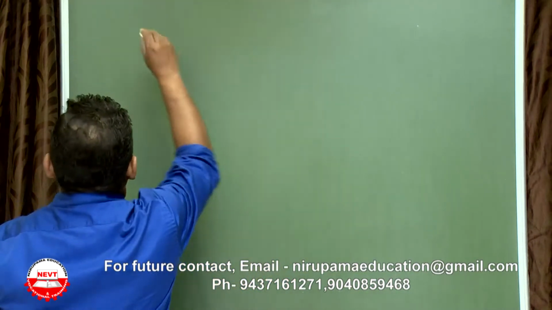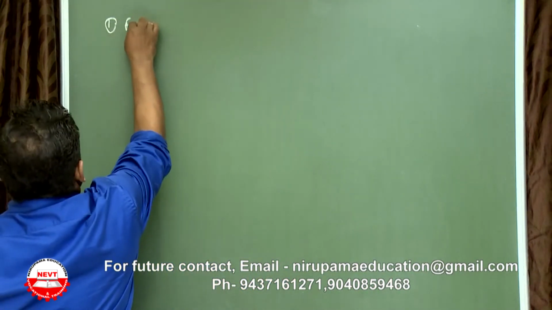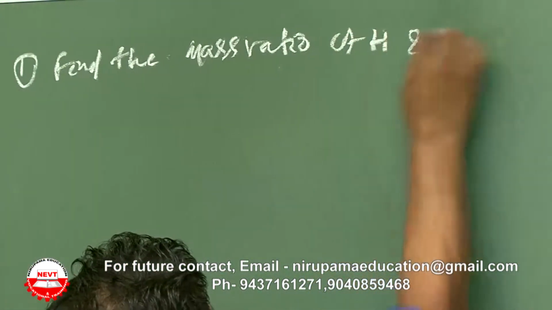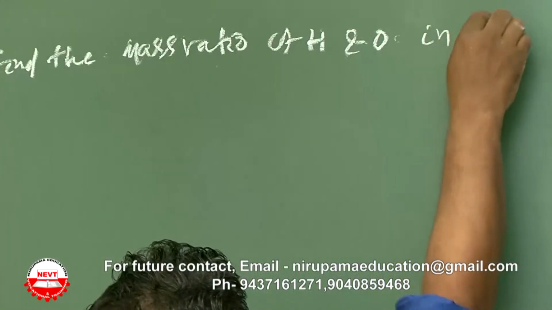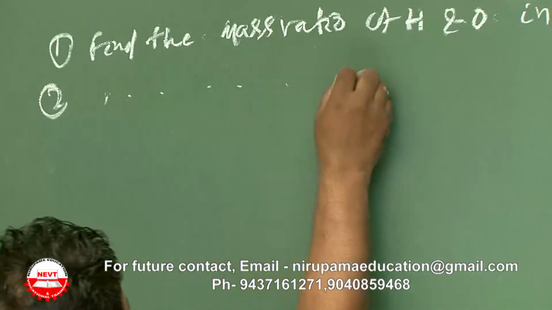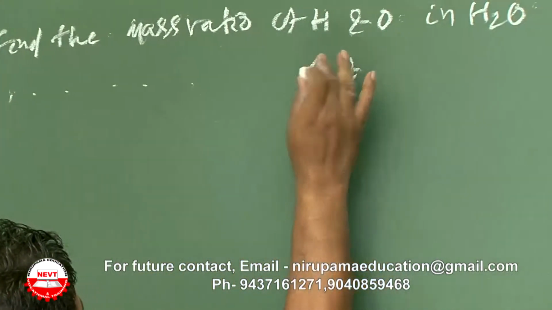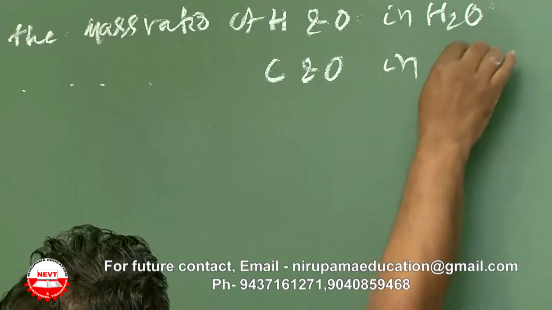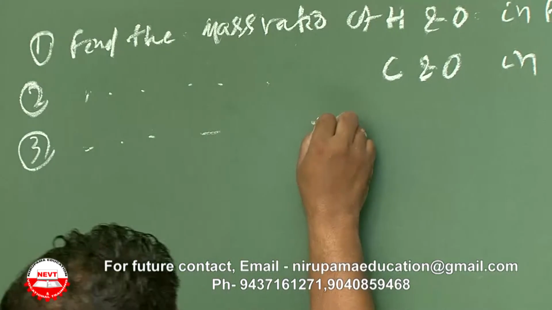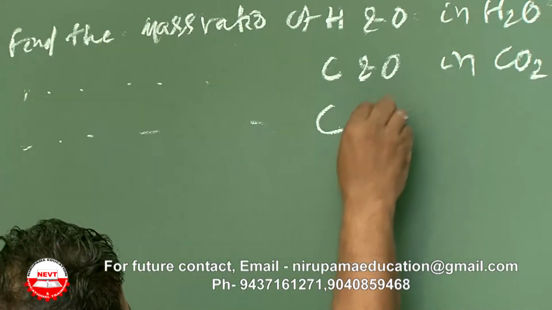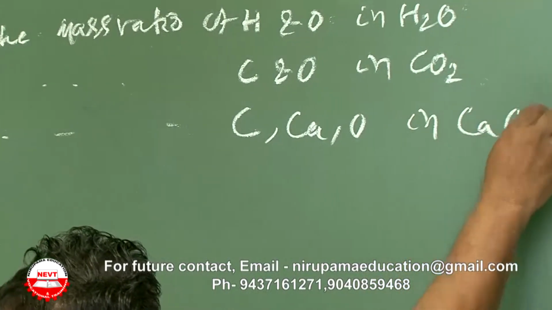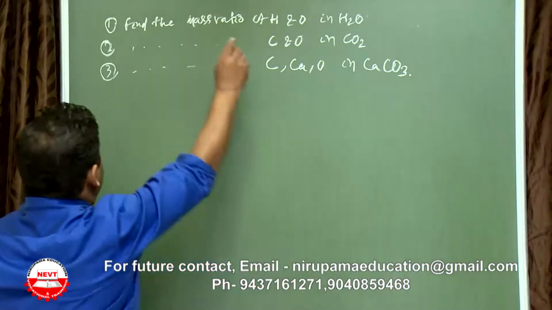So the first question is, find the mass ratio of hydrogen and oxygen in water. Number 2, find the mass ratio of carbon and oxygen in CO2. Number 3, find the mass ratio of carbon, calcium and oxygen in calcium carbonate. So one by one I will do here.